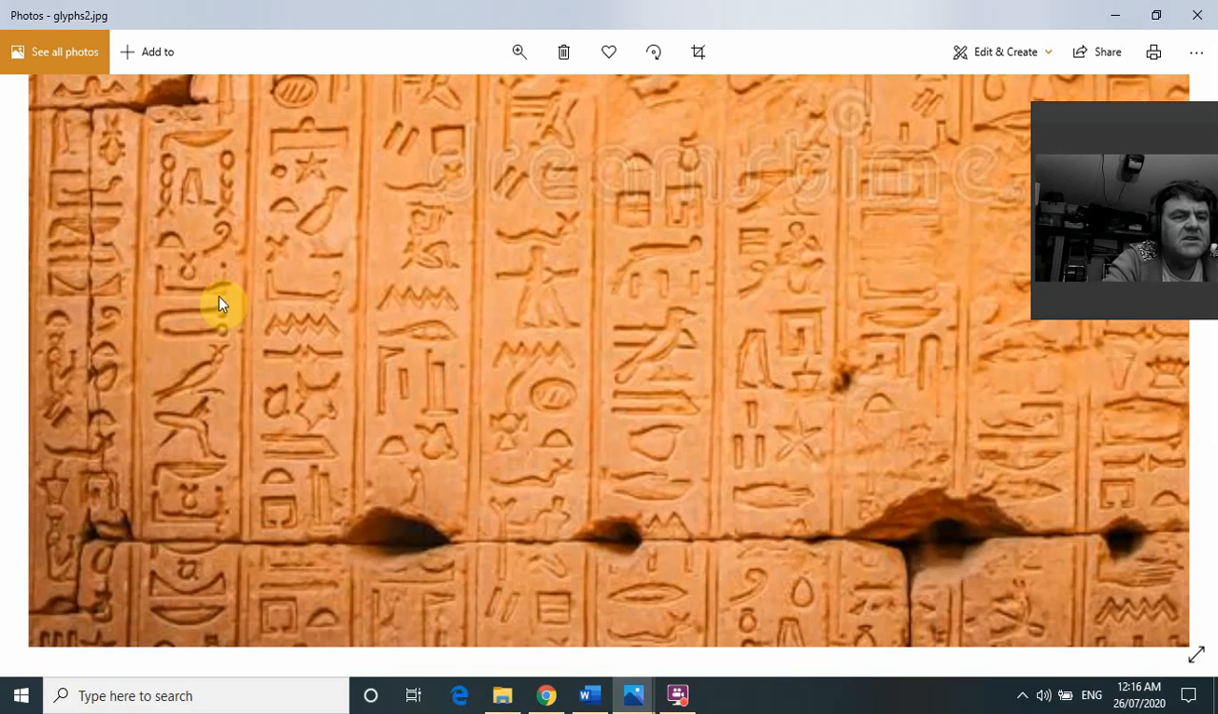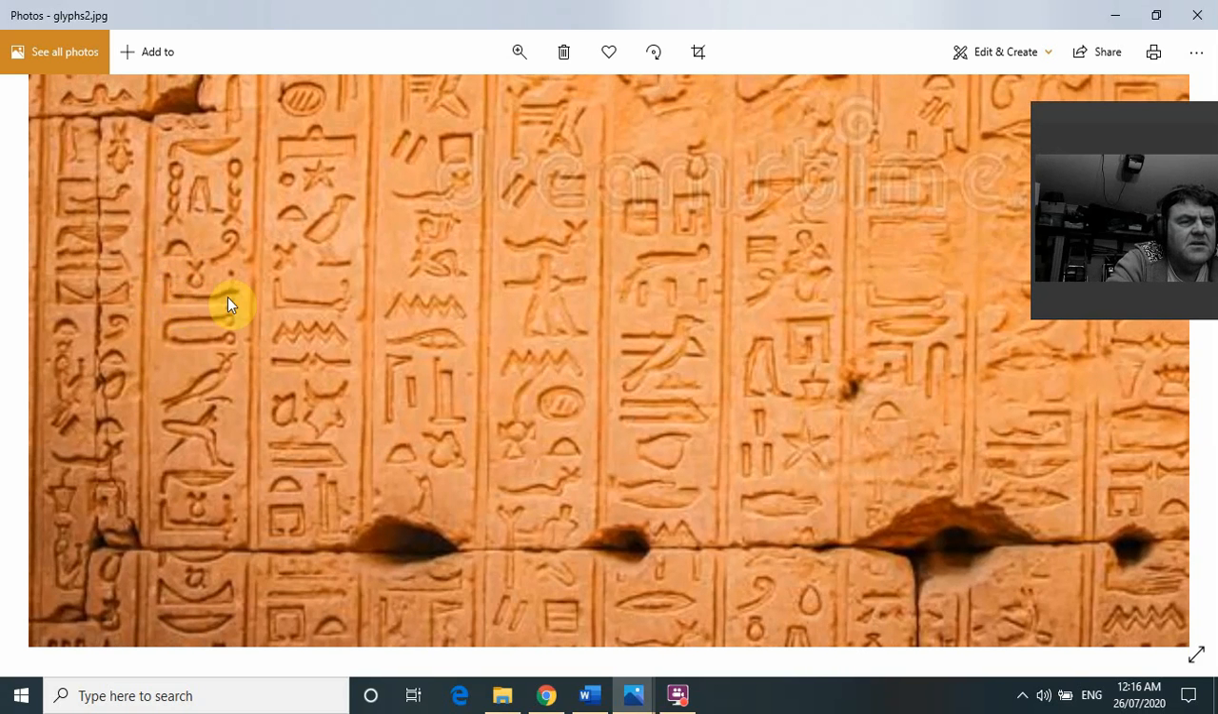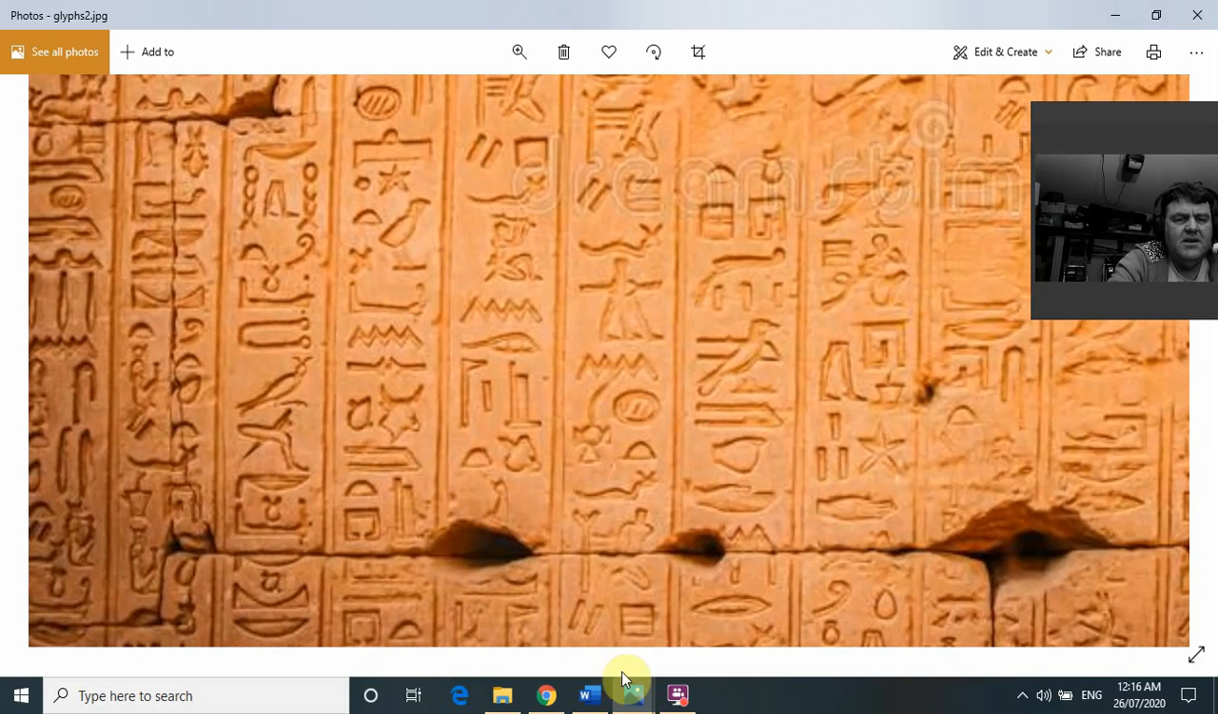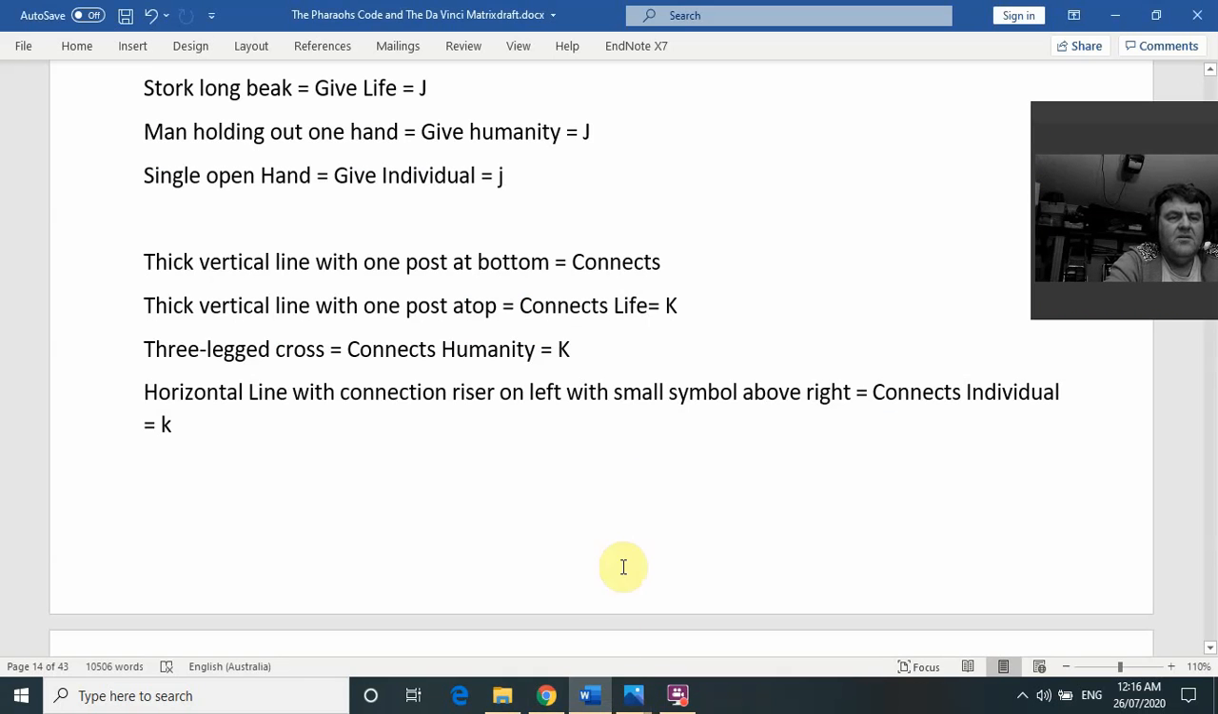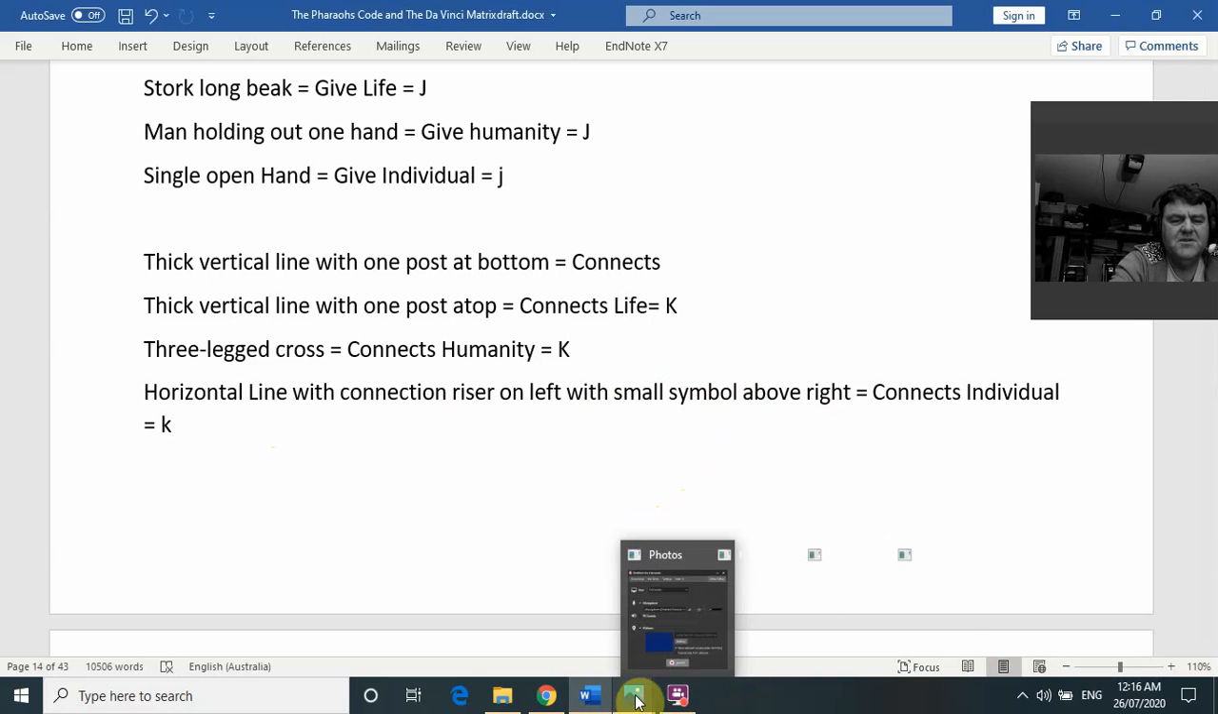Okay, so it's like this symbol here. So the line, and then it has the connection riser, almost like what we'd know as an L shape today, I guess, an upside down L shape, capital L. Okay, so this symbol here, I believe, is in reference to that connection of an individual. The small symbol, we'll get to that because the small symbol is relevant to individuals as well.